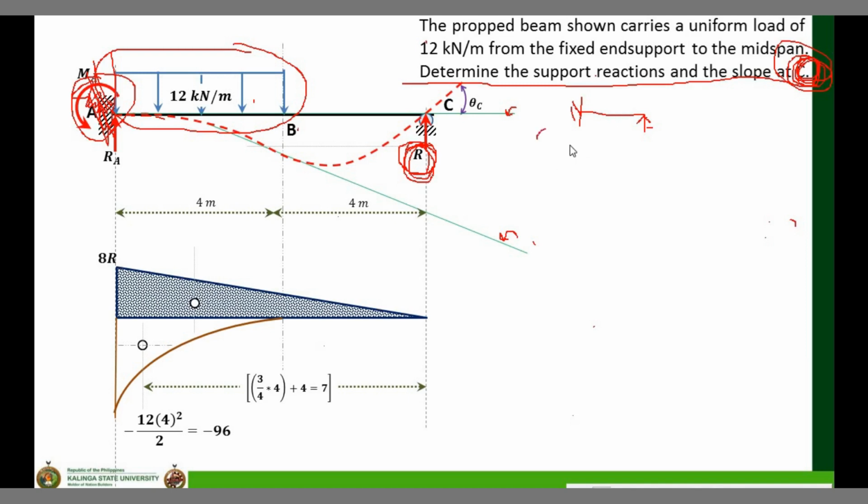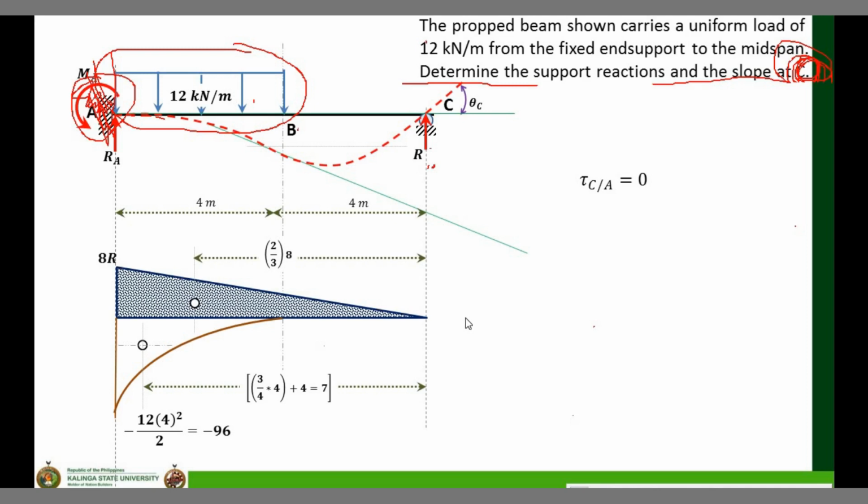From theorem 1, theta, let's say, of A to C is equal to the area from A to C over EI. Since the slope at C is what I'm looking for, I need the area from A to C, multiplied by the distance from the centroid to point C. Again, look, from your geometry, I can get those values.